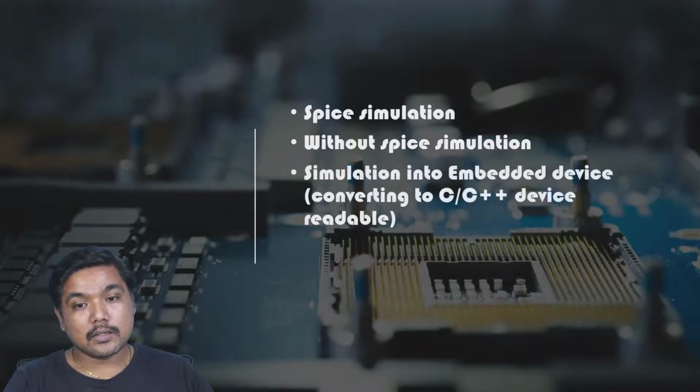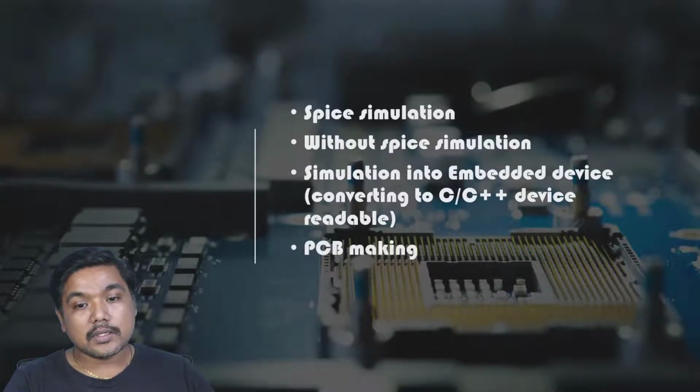And the third one: whatever we do as a simulation can be converted into a hex file or a dumpable, programmable file for an embedded device like Arduino, DSP processors, and some video processors and audio processors. We can convert the simulation we have done into C code, and that code can be read by the embedded devices. So that category is the third one.